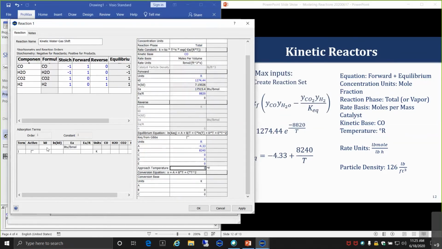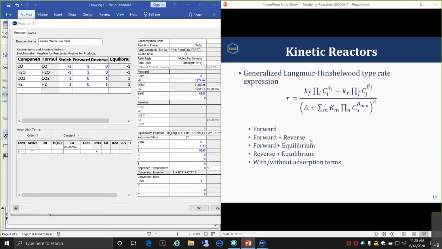There are no adsorption terms, but if there were, you would come over here and you could input your K naught, the EA for the absorption, and the orders of the absorption of the components for that absorption term. And once you make one of these active, you would then be able to define the overall order. This is the K exponent, or the constant. And this is the A in this expression here. So the order is this K, and the constant is this A.